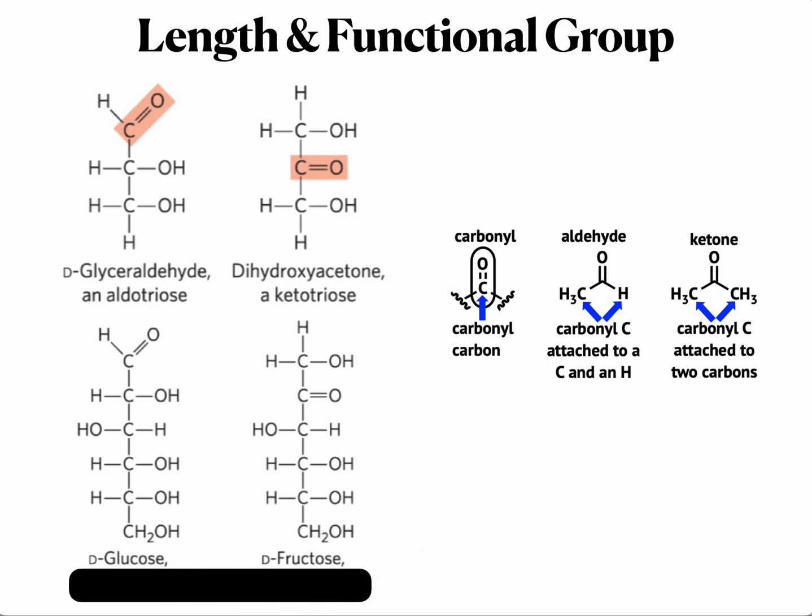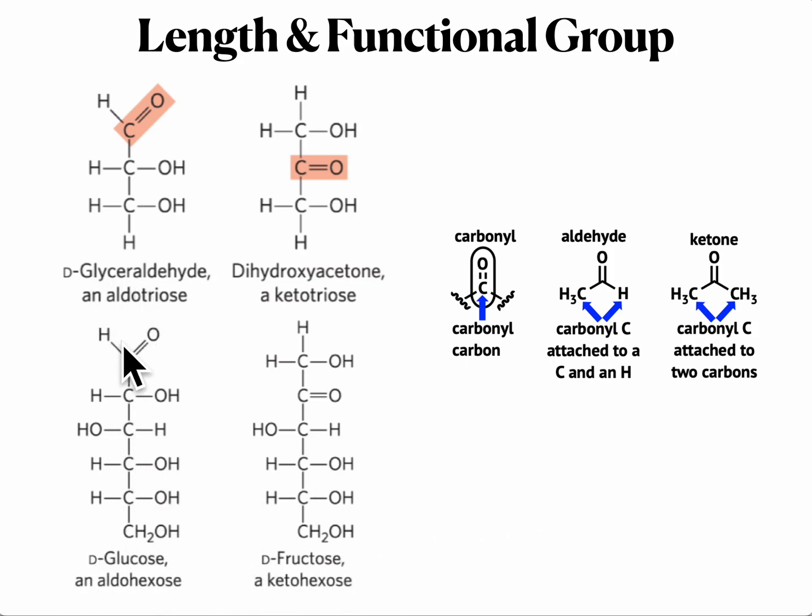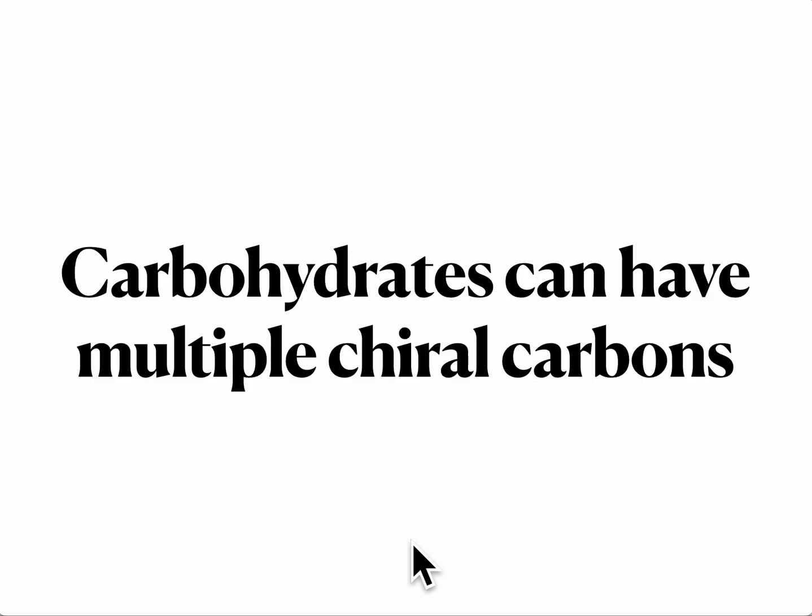All right, hopefully you've got it. Let's look at the answer. So glucose has an aldehyde group and it has 6 carbons in its carbon chain, therefore it's called an aldohexose, while fructose has a ketone group and it also has 6 carbons in its carbon chain, and therefore it's called a ketohexose.